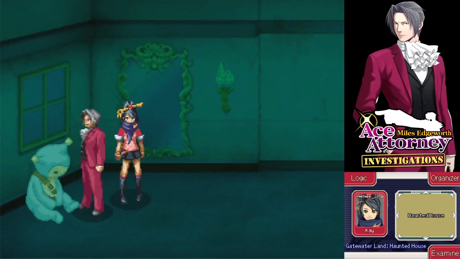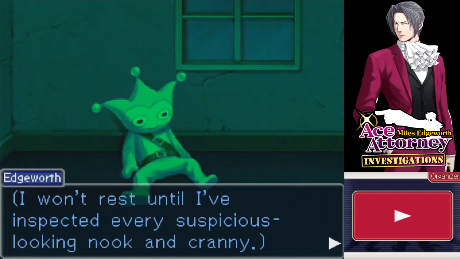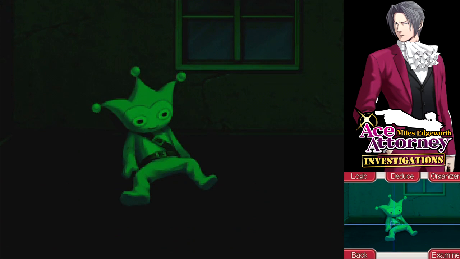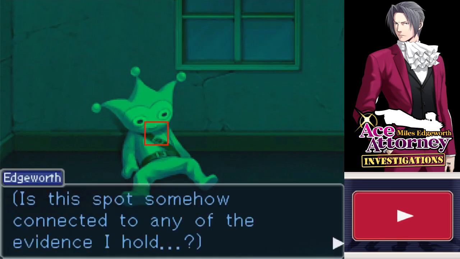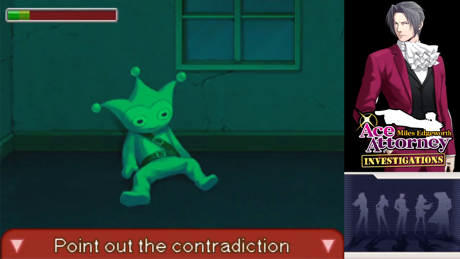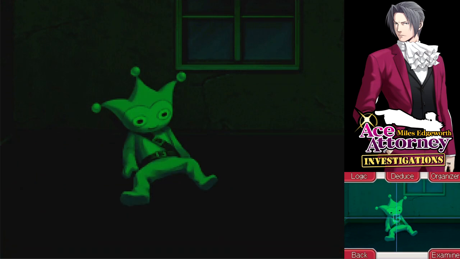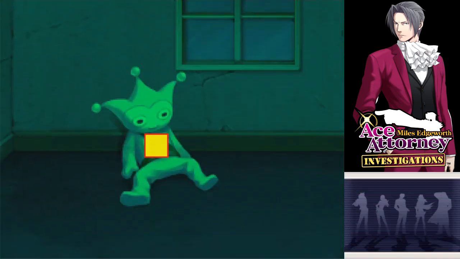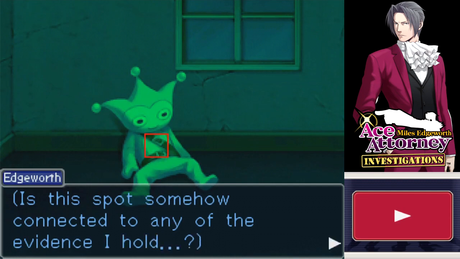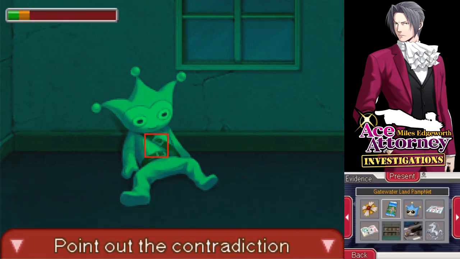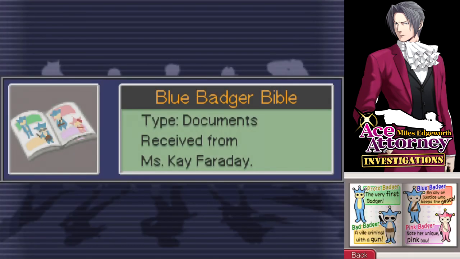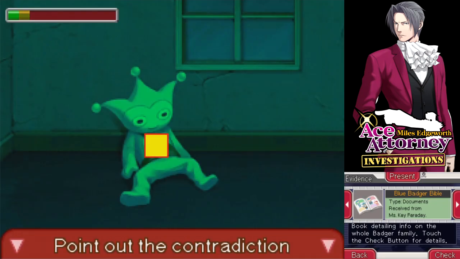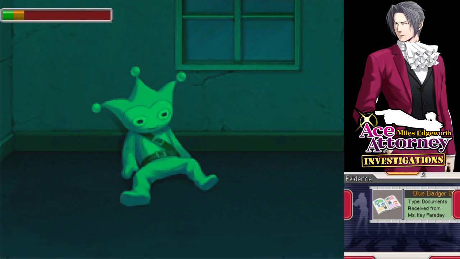But I now know what is wrong with our blue badger friend here. If we deduce this, you can see the blue badger on the left, aka the big part of the screen here. Let me take a look at the Badger Bible here. It is the wrong way. The belt is the wrong way.